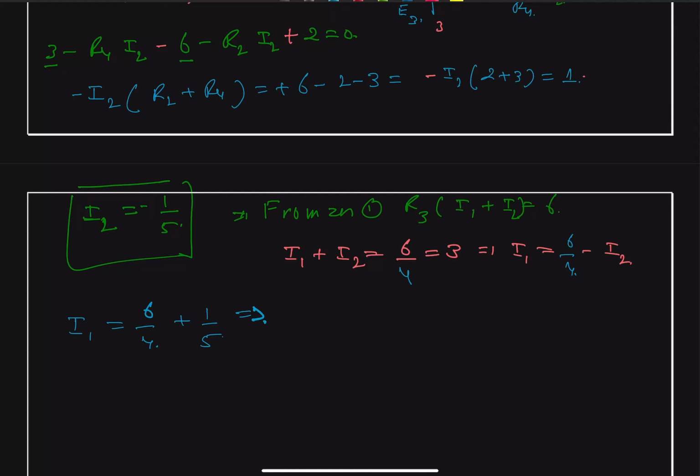So we get that our I1 will be equal to, we can say 20 is our LCM, and this comes as 30 plus 4, that is 34 divided by 20. And this will be coming as 10 and this comes as 17, which gives us that our I1 is equal to 1.7 amperes.